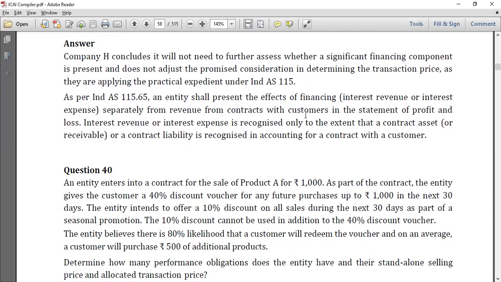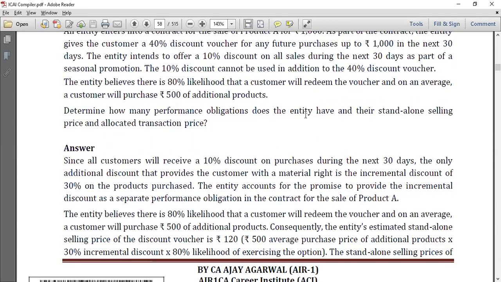In this question, there are no effects, but if there are effects of financing, you have to present the effects of financing separately, as interest revenue and interest expense, separately from the revenue from contracts with customers in the statement of P&L account. Interest revenue or interest expense should be recognized only to the extent that a contract asset, or it may be a receivable, or a contract liability is recognized in the accounting for the contract. Only to that extent should interest expense or revenue be recognized.